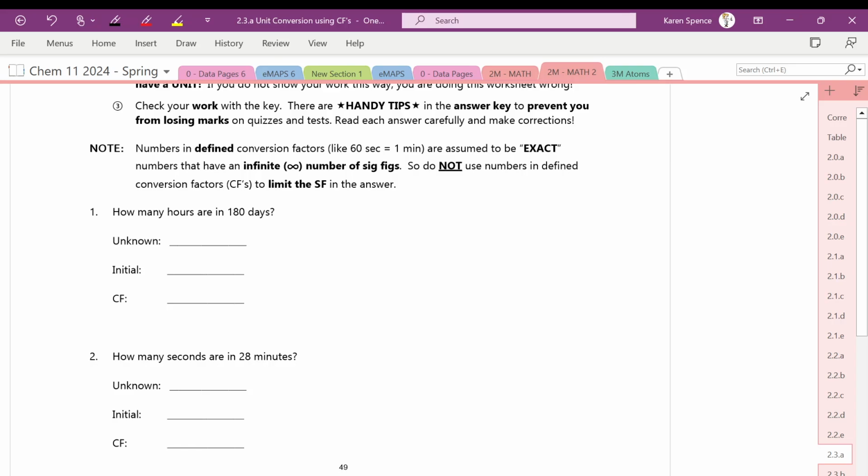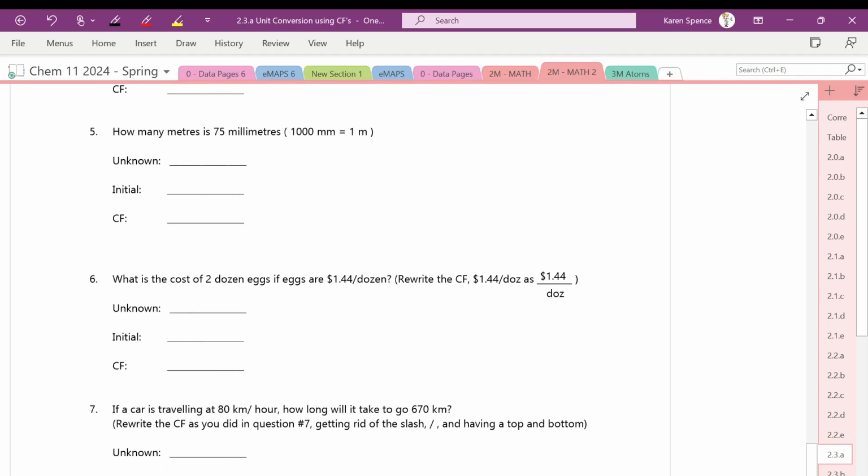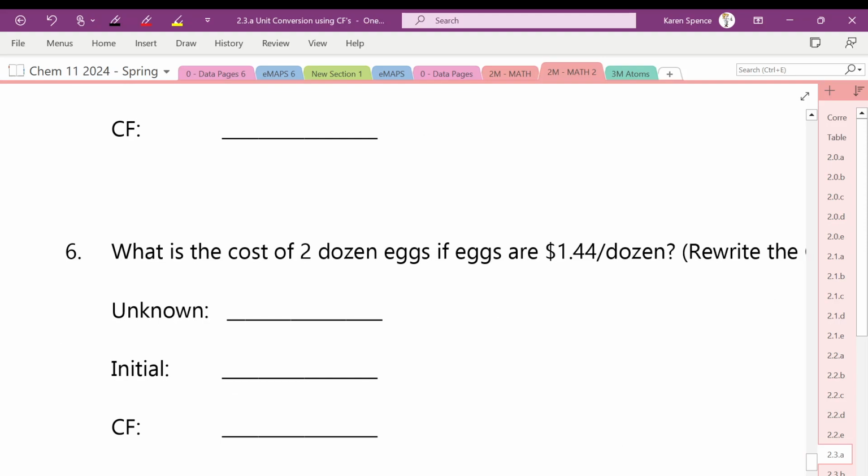All right, most people are doing pretty well. I want to give you one more tip that might make things easier, especially when we get into multiple conversions. Let's look at number 6 for an example.